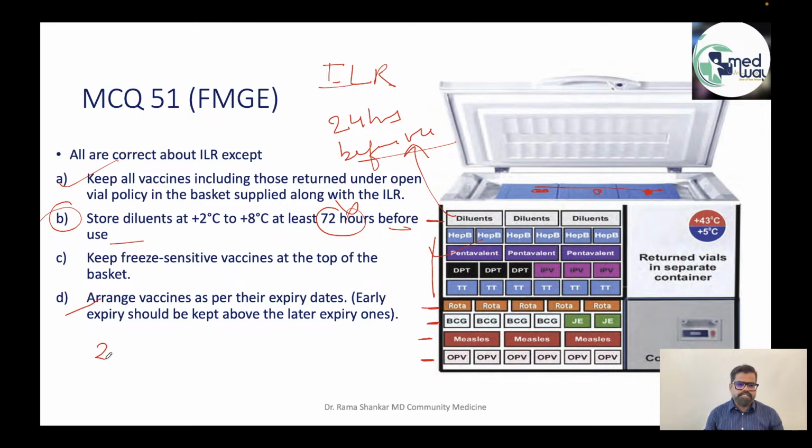Suppose today is the 17th. I have to do a session today. So I'll store diluent in the ILR 24 hours before, meaning yesterday I'll put it, so that the temperature of the diluent is very much similar to the temperature of the vaccine, and there should not be any problem. There is no point of keeping the diluent 72 hours or 5 days or 6 days before, because it is unnecessary, it will occupy your storage. So no need of storing that. The guideline says you can store diluent 24 hours before use. So the answer is B.